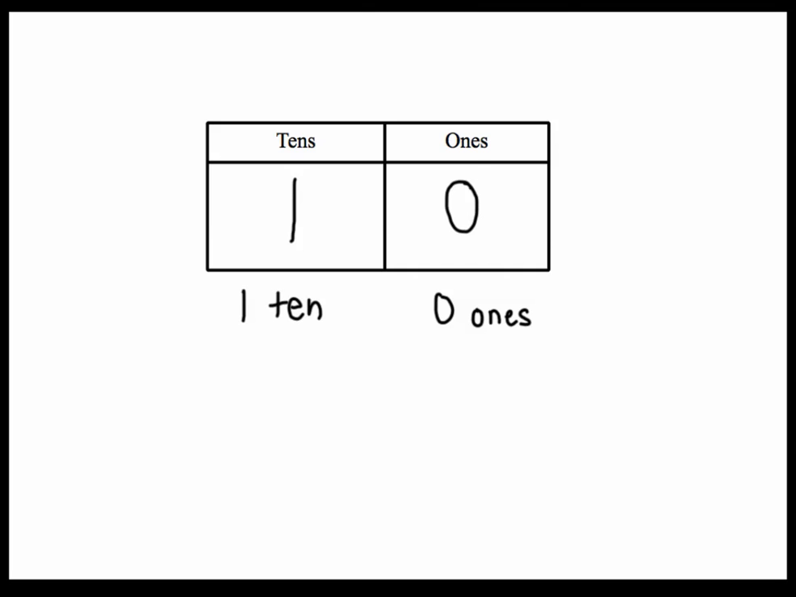Let's write down another number so we can get a little bit more practice with this. Let's write the number 14. In 14, it says I have 1 ten and 4 ones. All right? 1 ten and 4 ones.